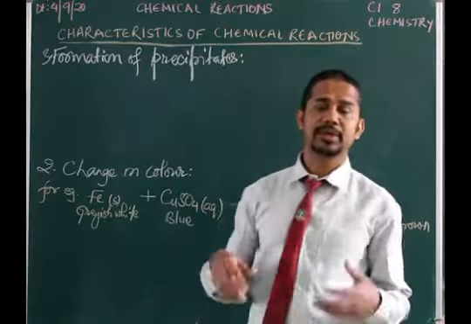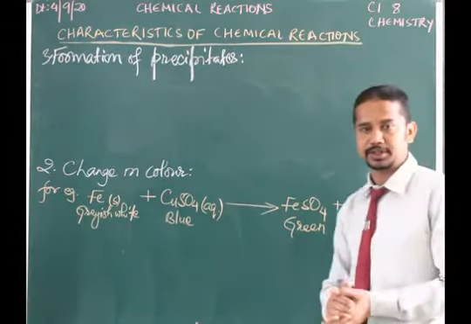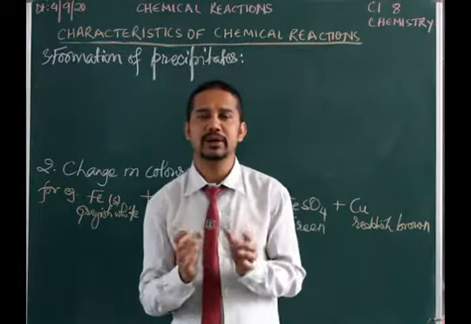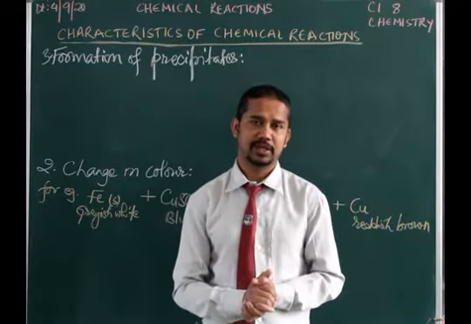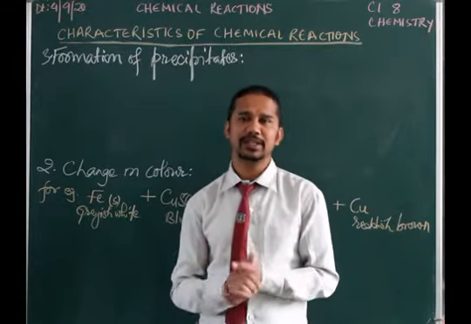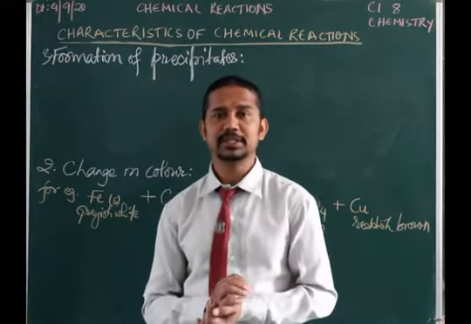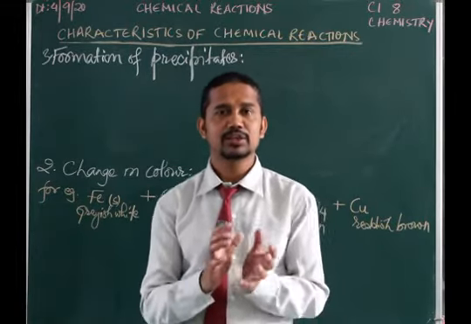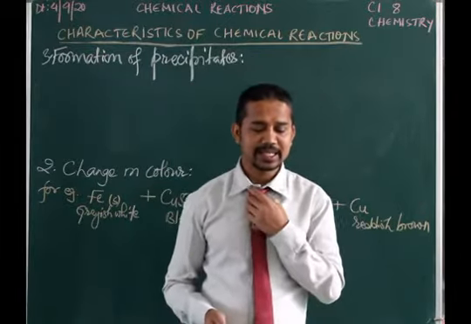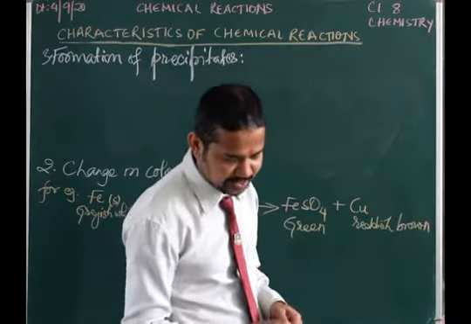Before giving an example for the formation of a precipitate, I want to tell you what a precipitate is. Precipitate is an insoluble solid formed in a reaction. An insoluble solid formed in or during a chemical reaction is called a precipitate. Okay. Now let's see this with an example.